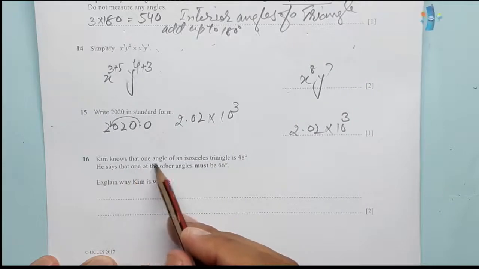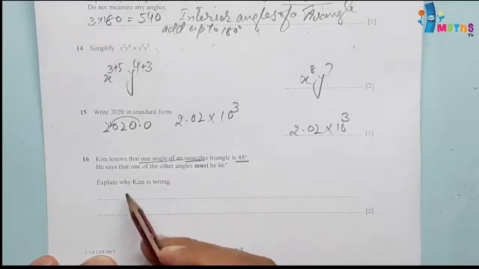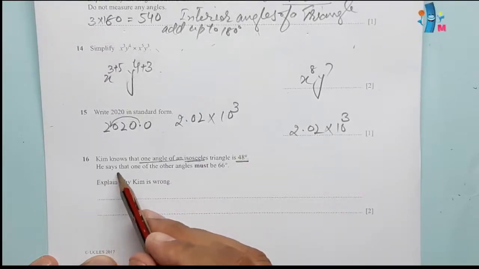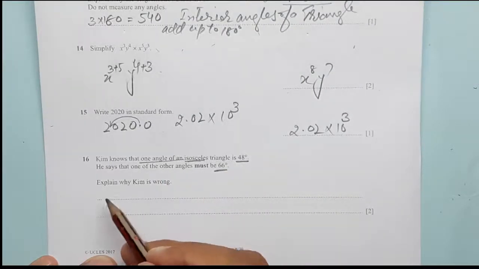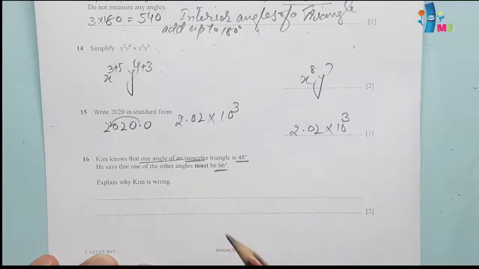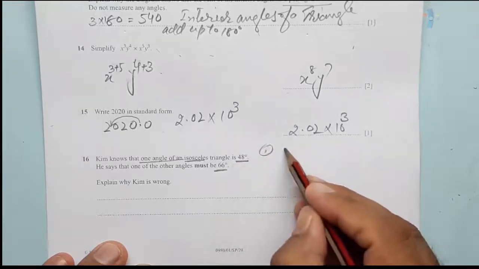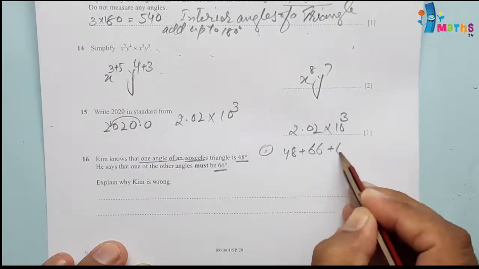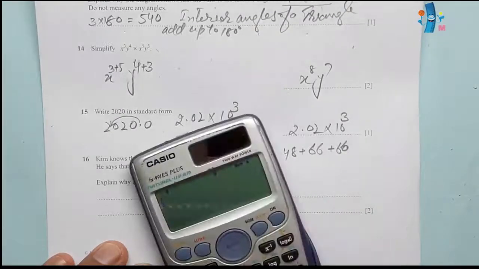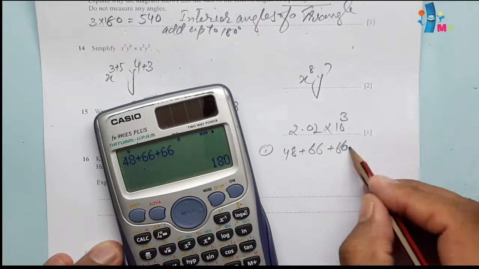Kim knows that one angle of an isosceles triangle is 48. He says that one of the other angles must be 66. Explain why Kim is wrong. So there can be two options. One option is 48 plus 66 plus 66. So this will be adding up to 180 degrees.